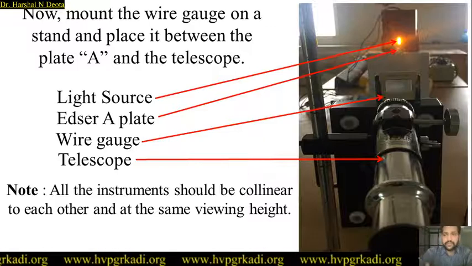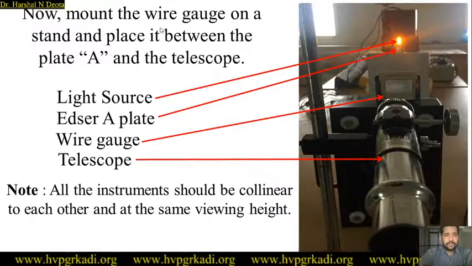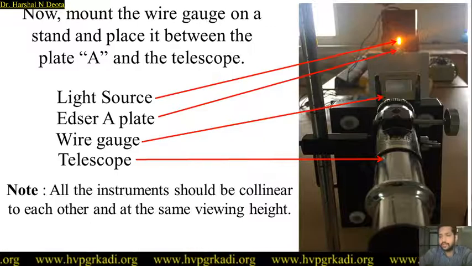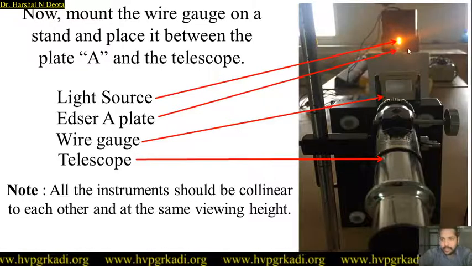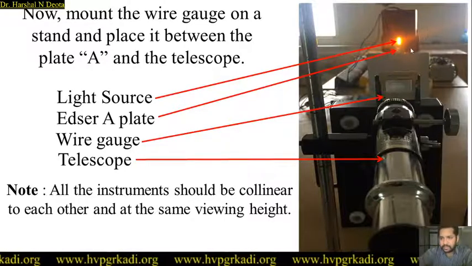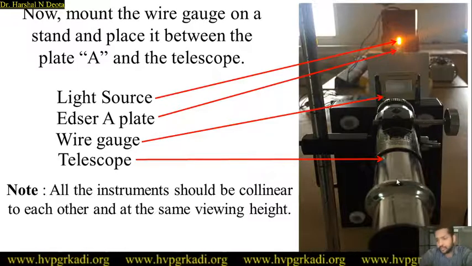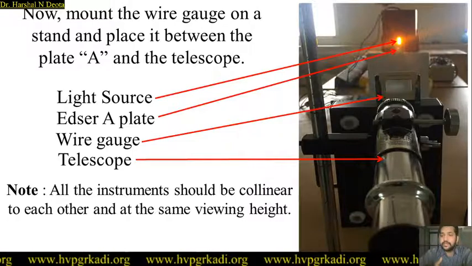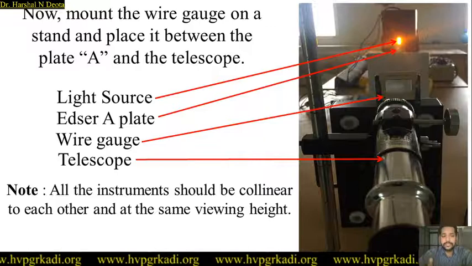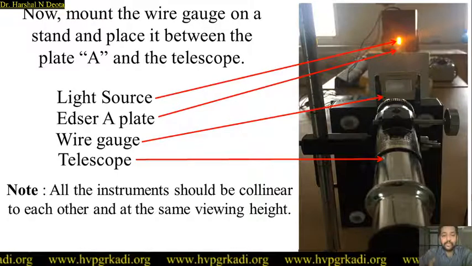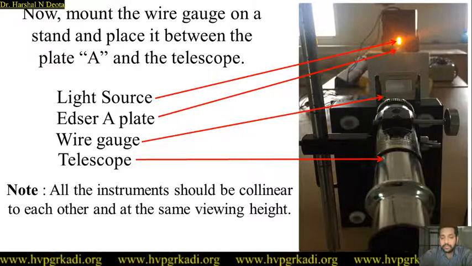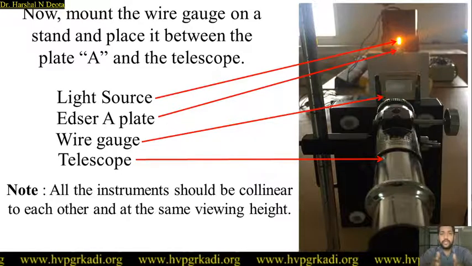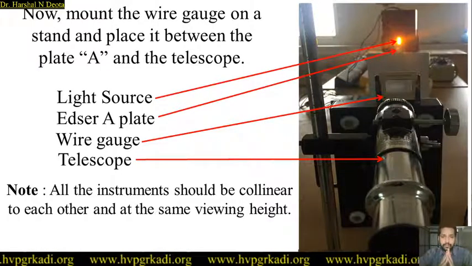Okay, before adjusting the wire gauge, what you have to do is mount the wire gauge on a stand and place it in between the plate A and the telescope. Say that's your source, this is your Edser A plate. You have a particular distance here, then you place your wire gauge and then your telescope, and this is the place from where you will view it. One thing is very important in this experiment to get good results: all the instruments should be collinear to each other and at the same height. Viewing height should be the same. If anything is not aligned, you will never get the pattern.